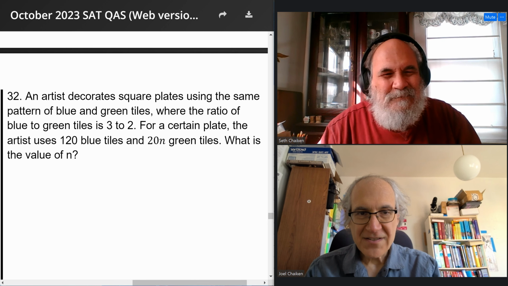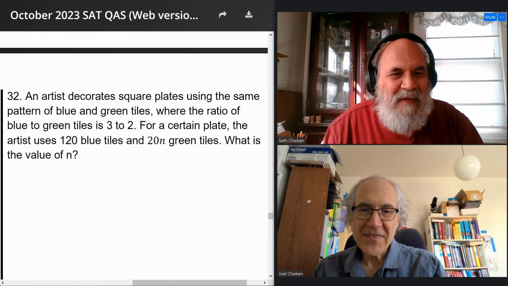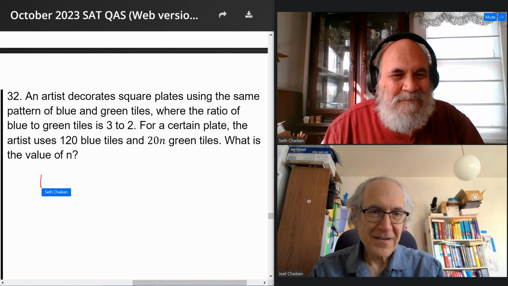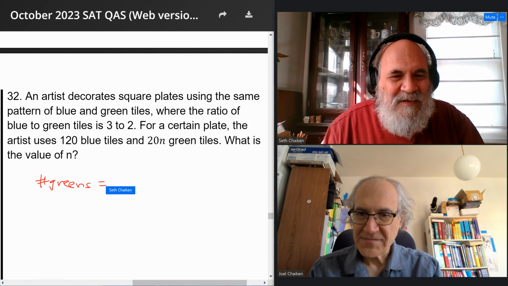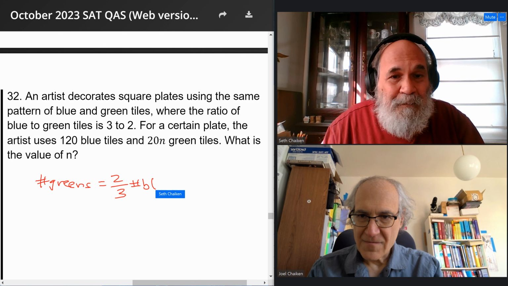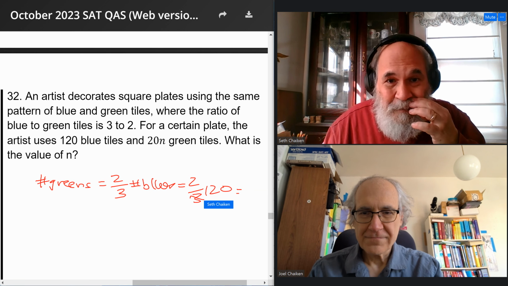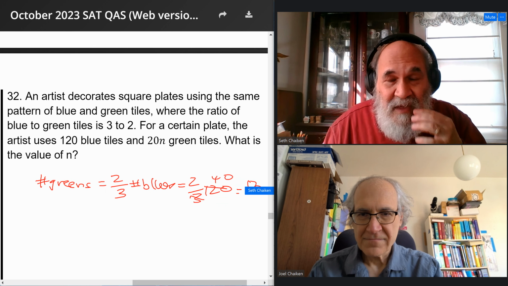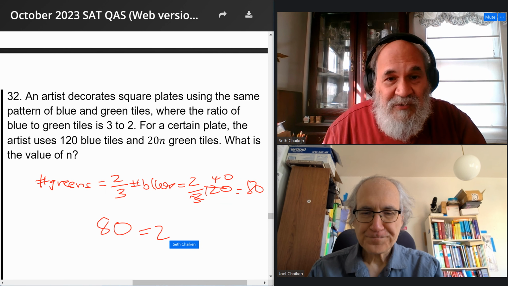Interesting problem. So it's a two-parter, isn't it? First you have to solve for the number of green tiles, and then you have to solve for N. So let me write it. The number of greens is equal to 2/3 of the number of blues, which equals 2/3 of 120. A third of 120 is 40, so that's 80. And 80 is the number of green tiles, which equals 20N. So N has to be 4.